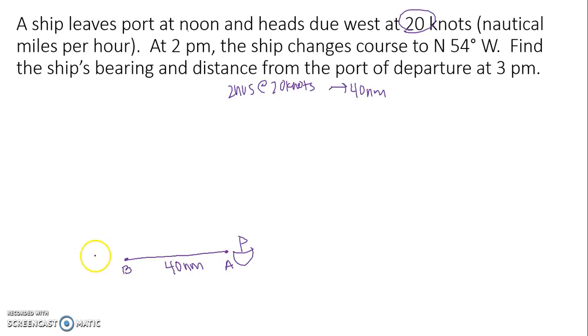From that point, it changes course to north 54 degrees west. So that angle there is 54 degrees. And I go that way until I hit point C. Find the ship's bearing and distance from the port of departure at 3 p.m. So this was at noon. I went straight west for 2 hours, turned to that north 54 degrees west until 3 p.m. So that's for an hour, still going that 20 knots. So this should be 20 nautical miles.